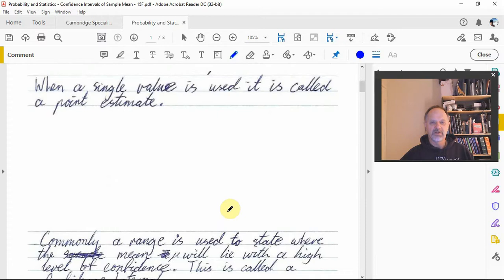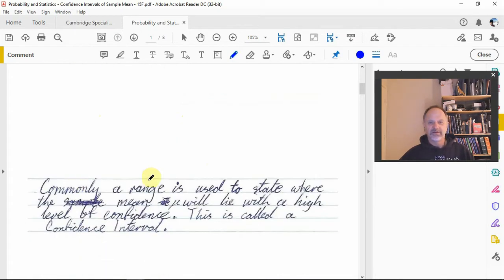However, commonly what we do is we use a range. So it's related to this point estimate, but rather than just saying it's 5, we'll say it's between 3.5 and 7 or something like that. So commonly a range is used to state where the sample mean will lie with a high level of confidence. So that's what we call a confidence interval. So how confident are we that the actual mean of the population is going to lie in that range that we've got.